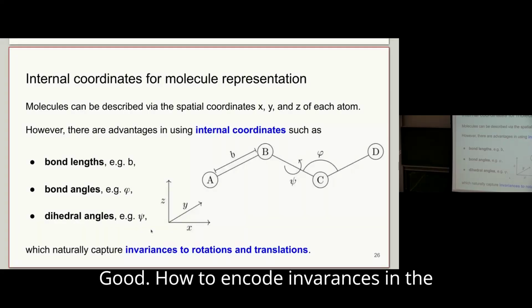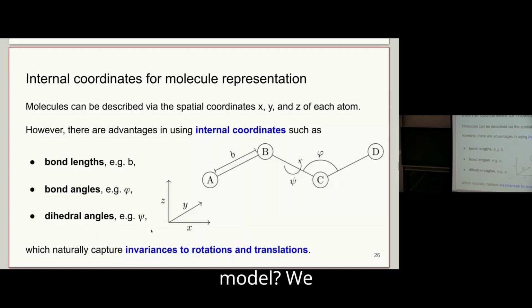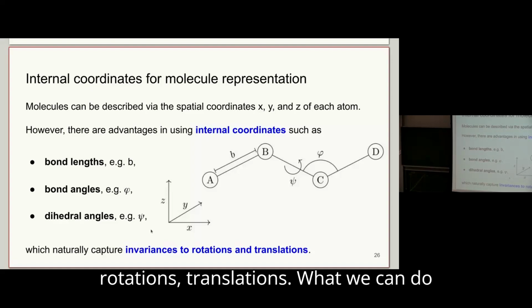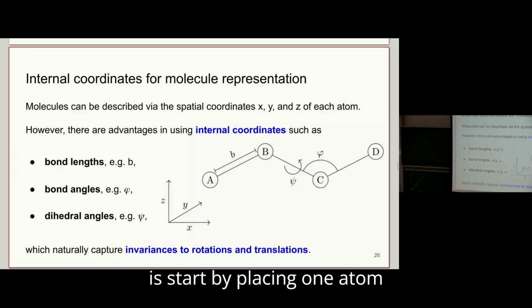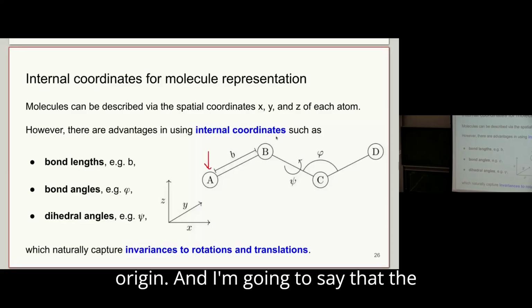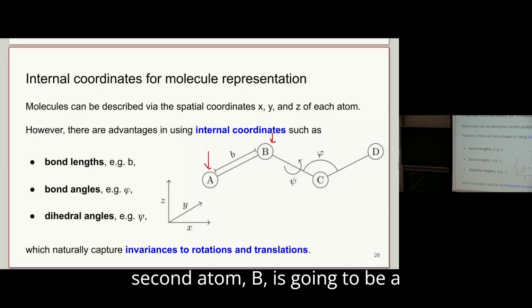Good. How to encode invariances in the model? We can use internal coordinates. We said that molecules are invariant to rotations, translations. What we can do is start by placing one atom at the origin. Okay? So maybe this atom A is placed at the origin, and I'm going to say that the second atom, B, is going to be at distance from the first one.